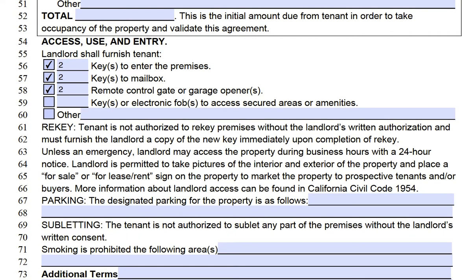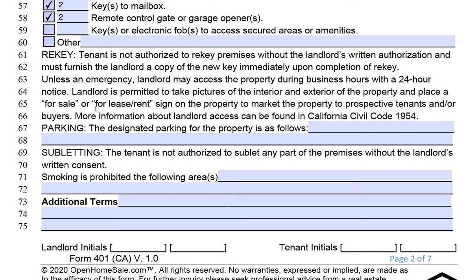And down here we have a section for keys. And of course this is important because it needs to be documented how many and which type of keys are given to the tenant. So if a key is lost, likely the landlord's going to deduct that from the deposit, or the tenant's going to have to pay for that. So it's good to itemize exactly what was delivered to the tenant for their use.